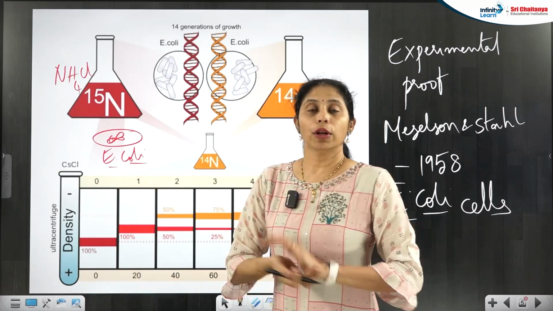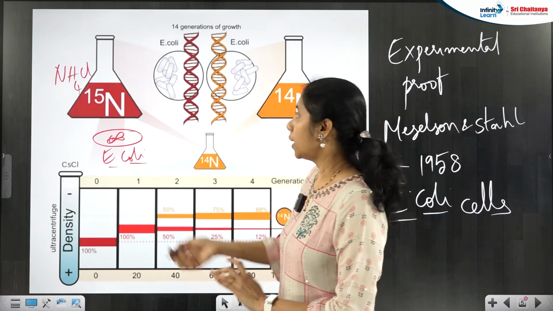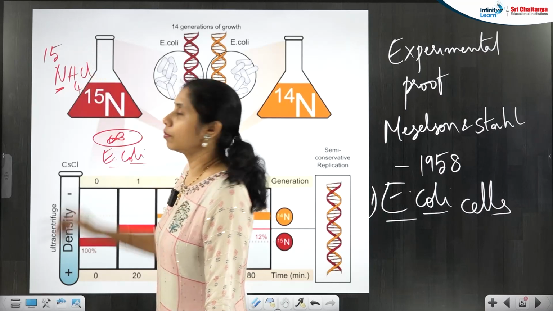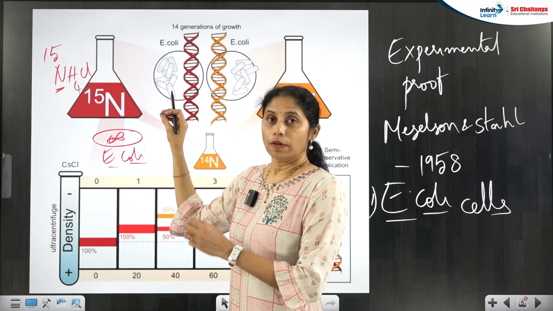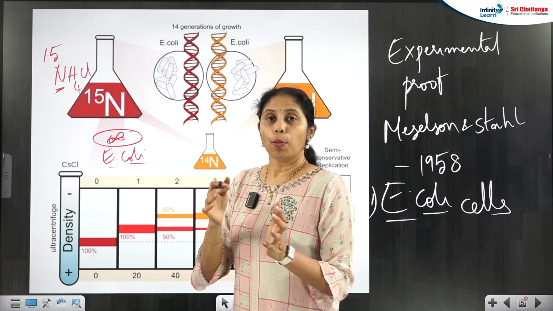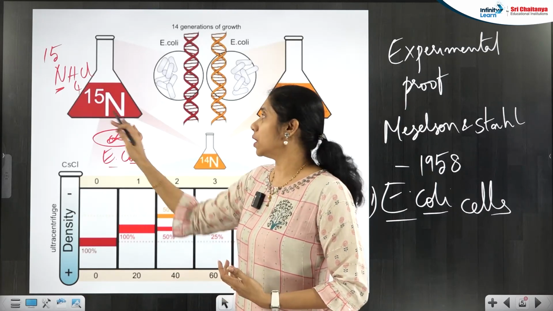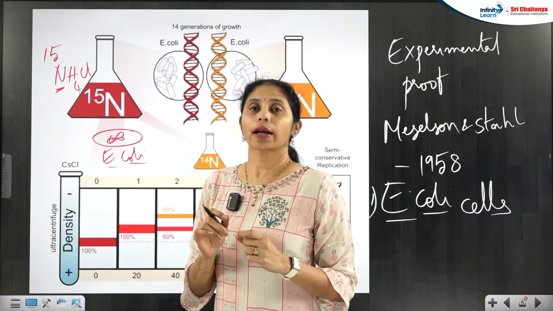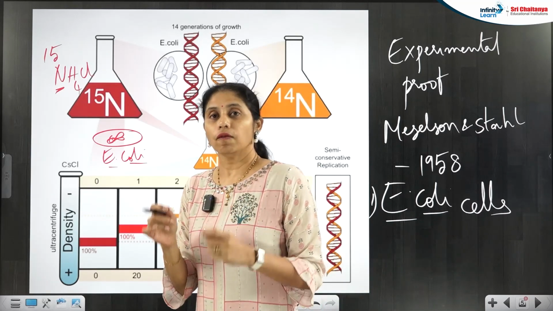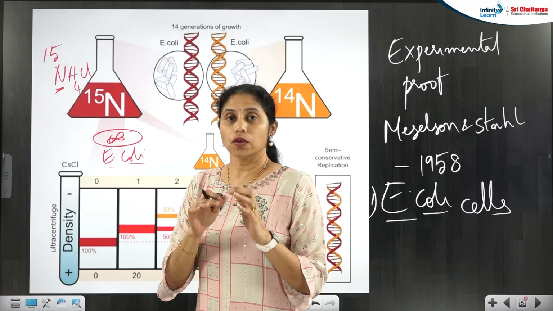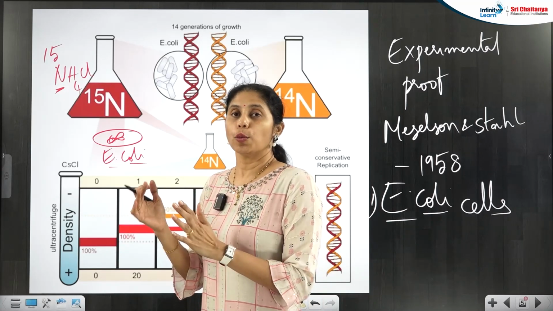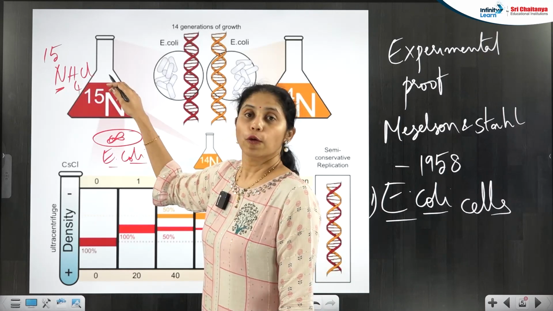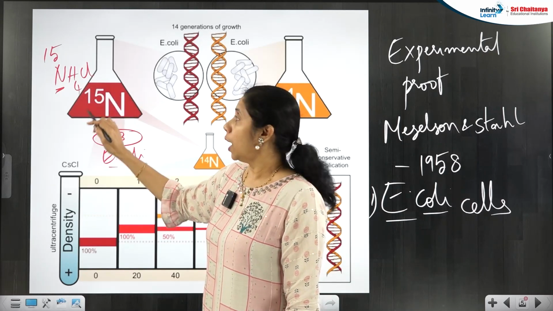So in that conical flask they took ammonium chloride, and the nitrogen in that ammonium chloride was N15. That is why this conical flask is showing N15. N15, all of you remember, is not a radioactive isotope. It is just a heavy isotope of nitrogen, a non-radioactive heavy isotope of nitrogen. It is used in the NH4Cl, ammonium chloride form.